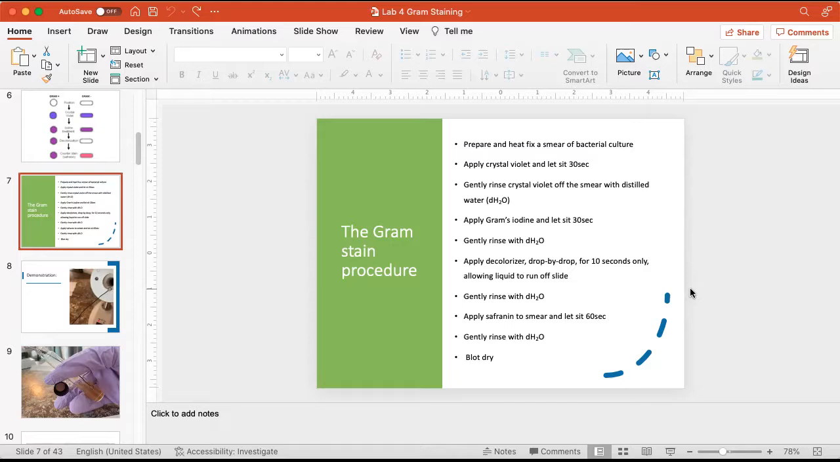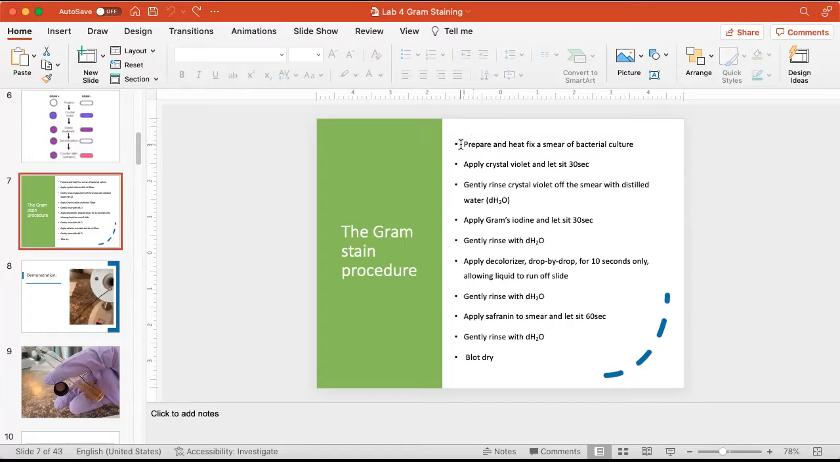In other words, if I apply crystal violet and I let it sit for, say, 35 seconds instead of 30, I haven't ruined anything. If I let it sit for 27 seconds, I haven't ruined anything. Approximately 30 seconds is fine. The only timed procedure in gram staining that's critical is the decolorizer step. So let's talk through this now.